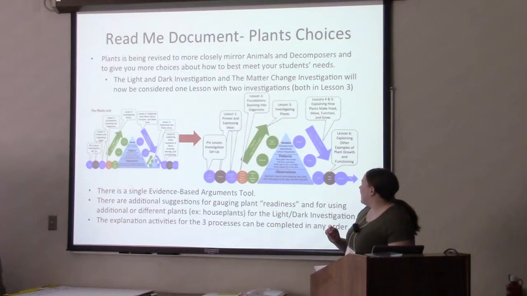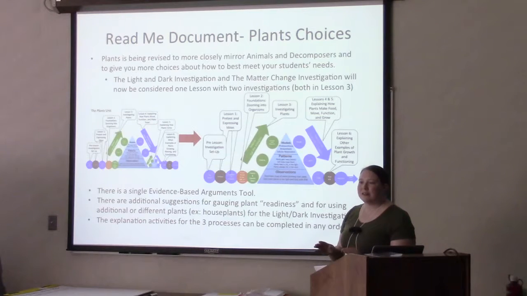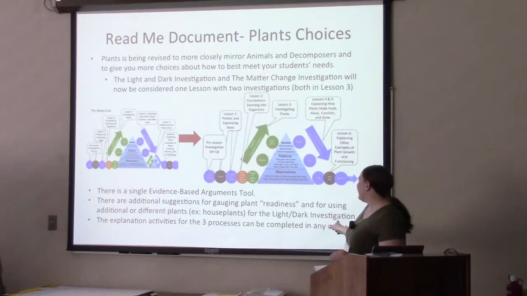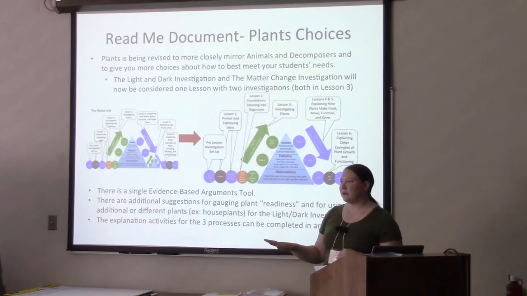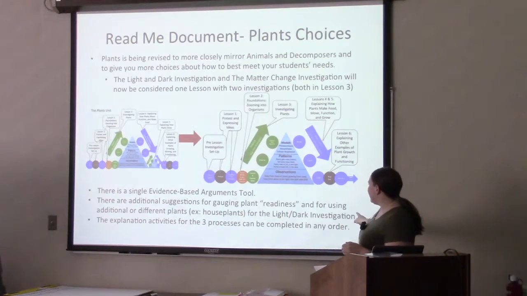Other changes: we're adding some additional suggestions about plant growth. We know it's a tricky thing in a lot of your classrooms, and ending up with radish plants at the right size at the right times is not always working. So here are some options about how you can know if your plants are ready and choices you can make. Using house plants is one suggestion we have. If your radishes aren't ready to do light dark, let them keep growing for matter change and use some house plants for light dark. So there are options there as you're thinking about these.